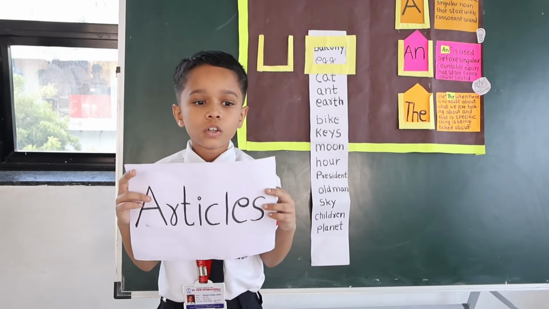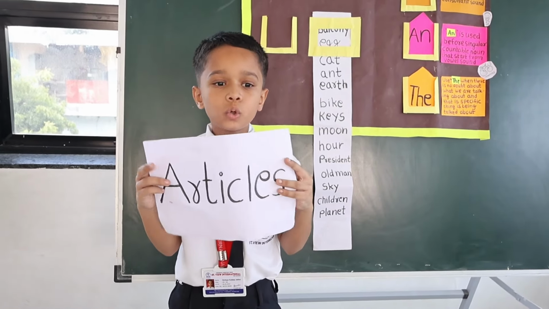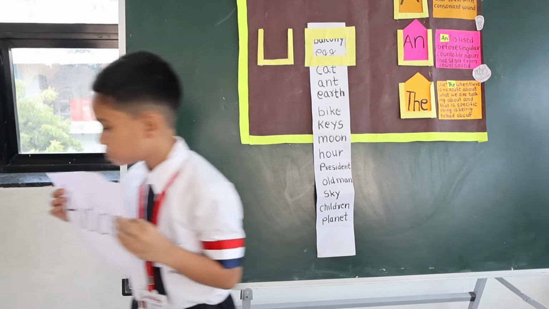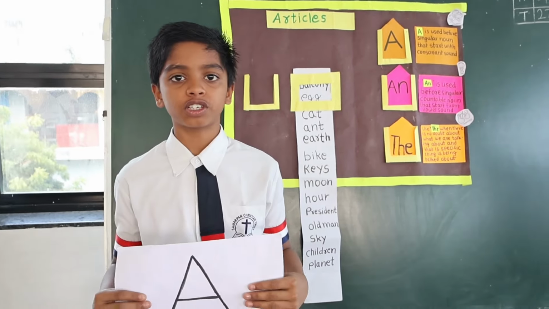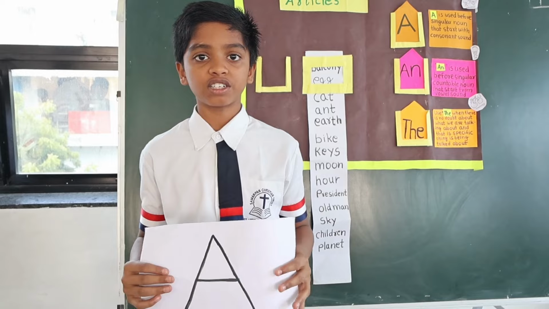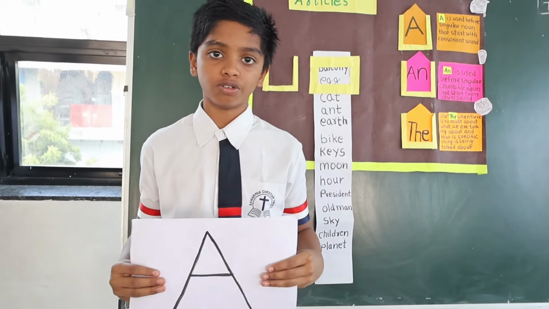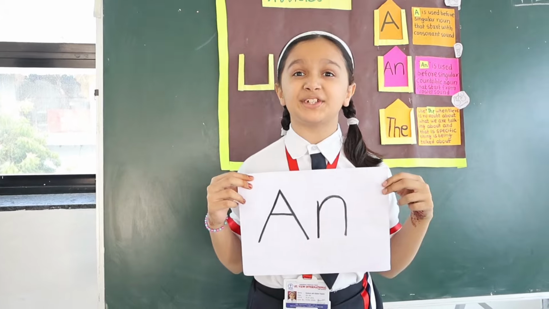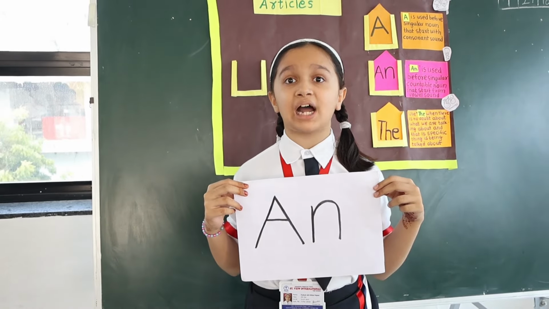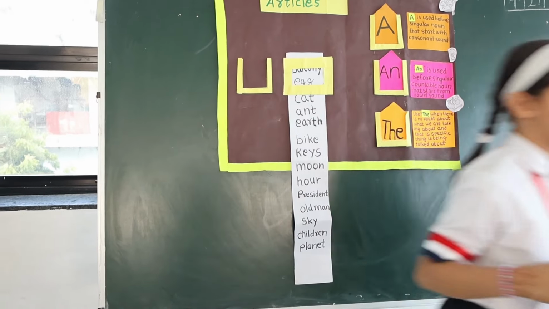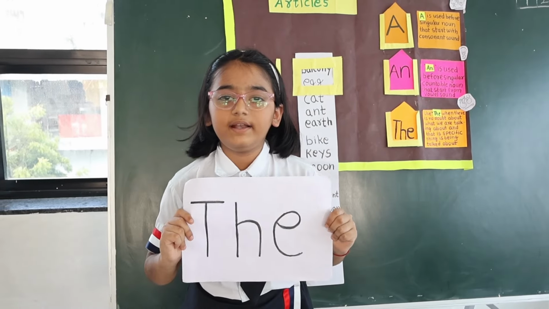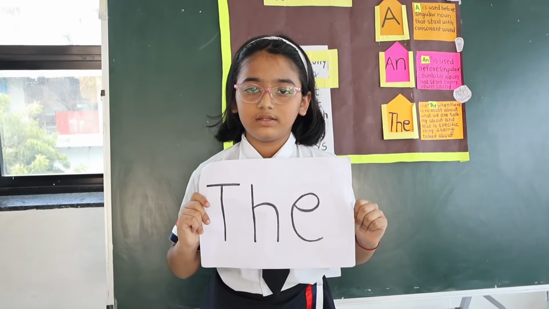Good morning all. Do you know about articles? Today we are going to learn about articles. There are three types of articles. A is used before a singular noun that starts with a consonant sound. An is used before a singular countable noun that starts with a vowel sound. The is used when there is a specific noun and name of a group.